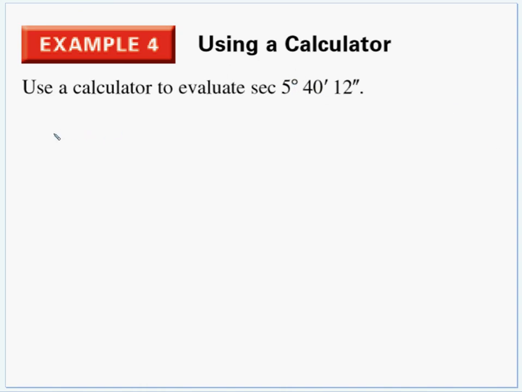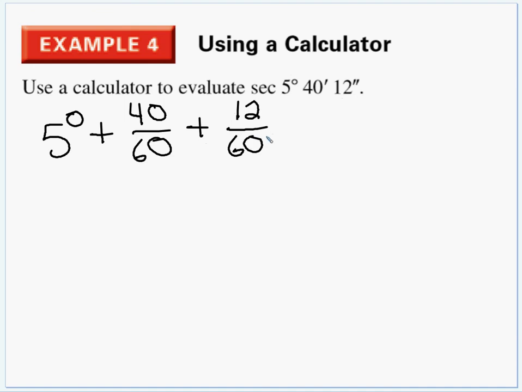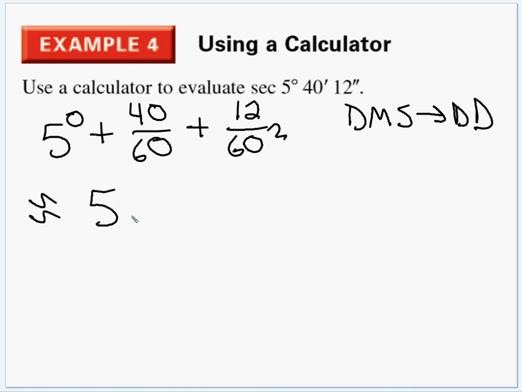Another way to do that: here we have 5 degrees. We're going to add to that 40 minutes, which is 40 out of 60 for our first decimal place. Plus we have 12 seconds. That's going to be 12 over 60 squared. Or you could just use the DMS to DD feature on the calculator, degrees, minutes, and seconds to decimal degrees. And either way you compute it, this is going to be approximately 5.67 degrees.